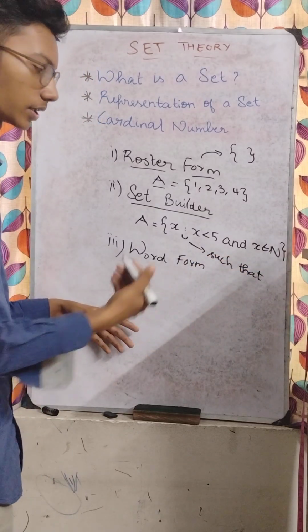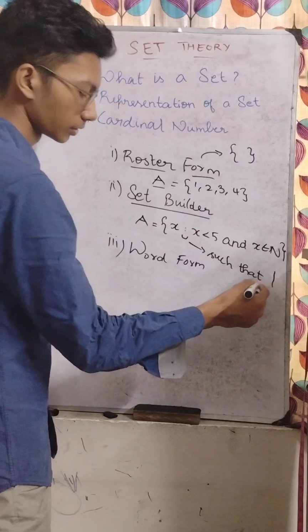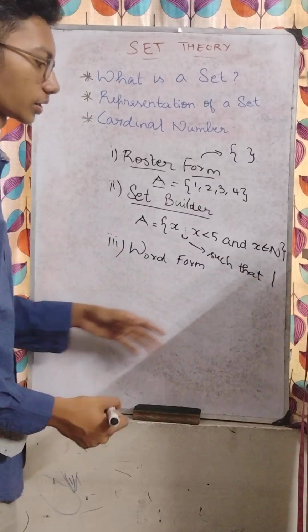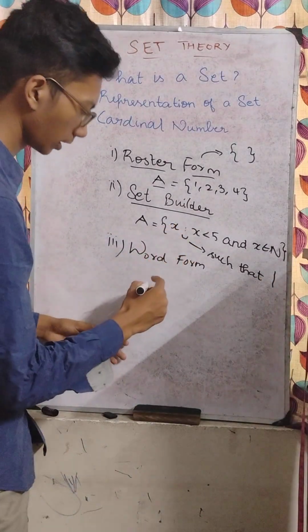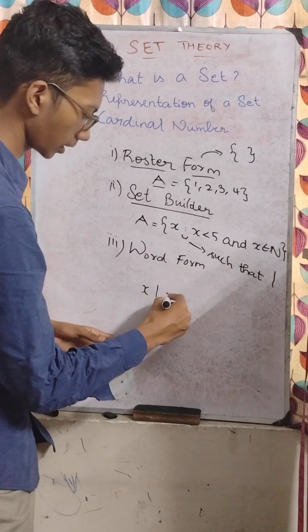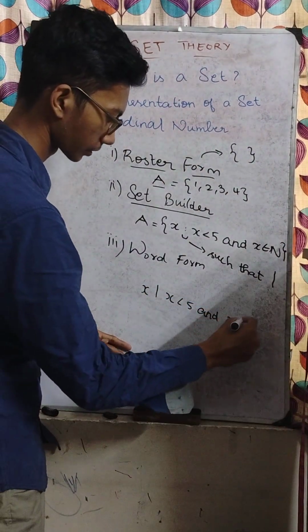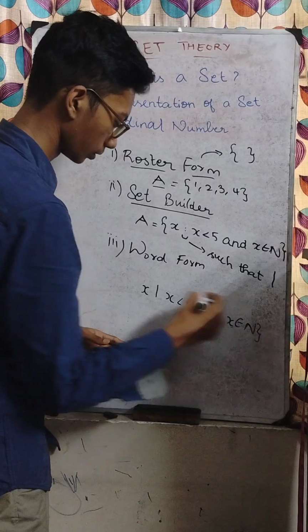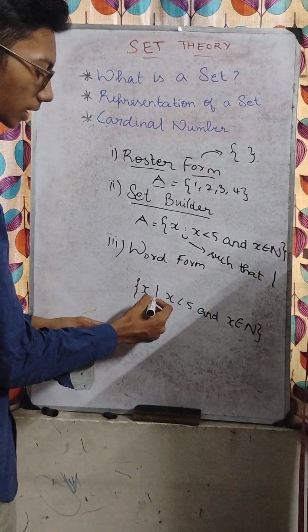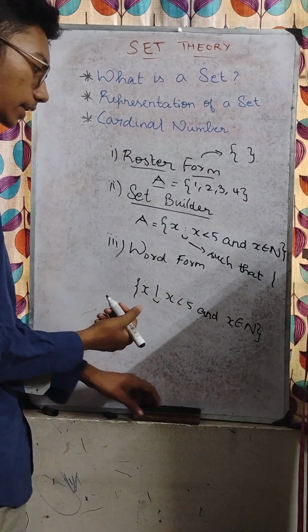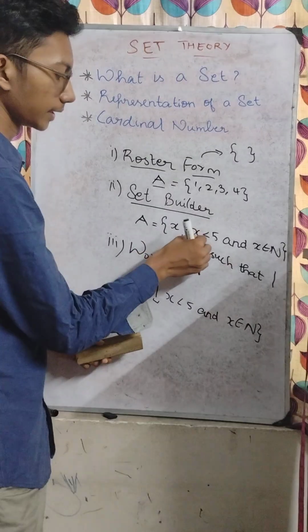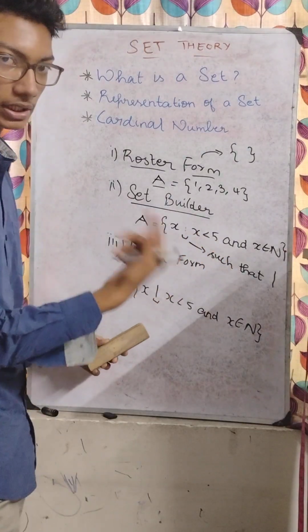There is another way of writing "such that", which is just a straight line. So x such that x less than 5 and x belongs to natural numbers. This is another form of writing. So x such that x less than 5. So x is less than 5.